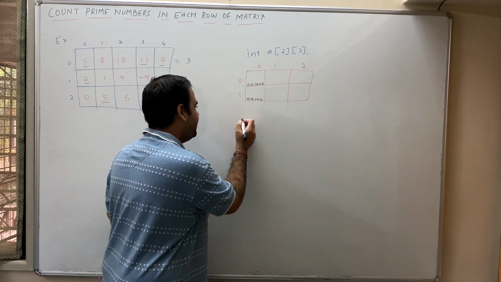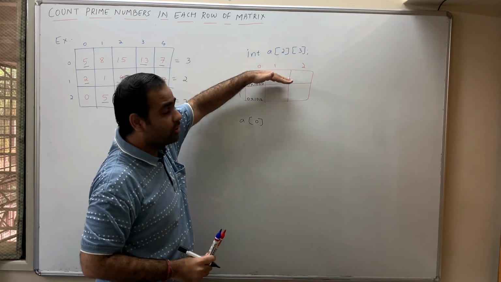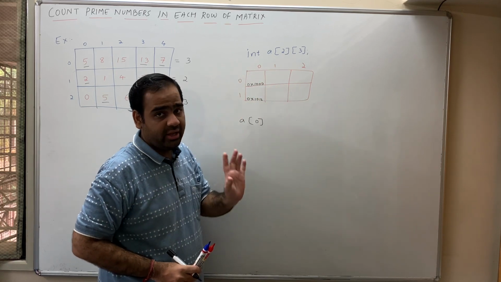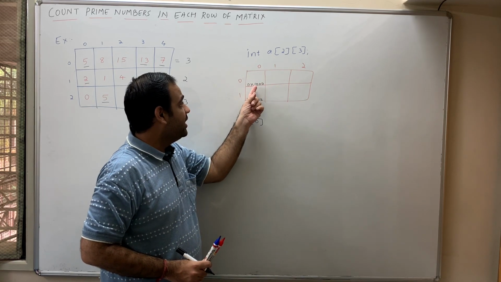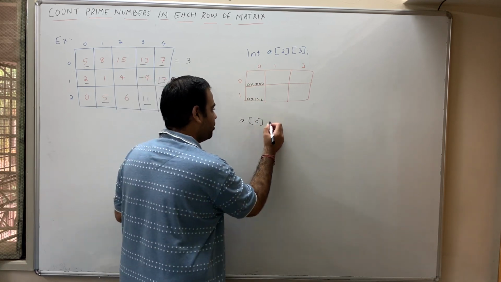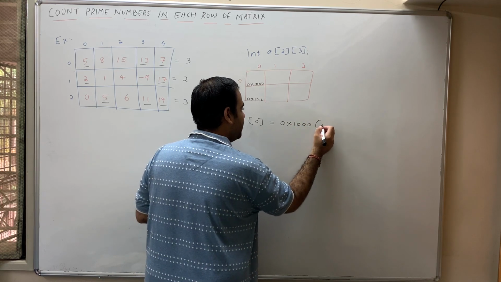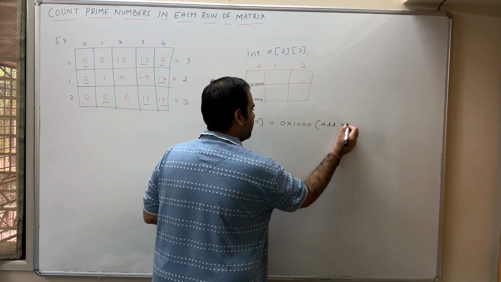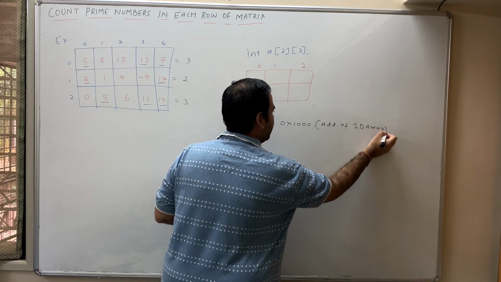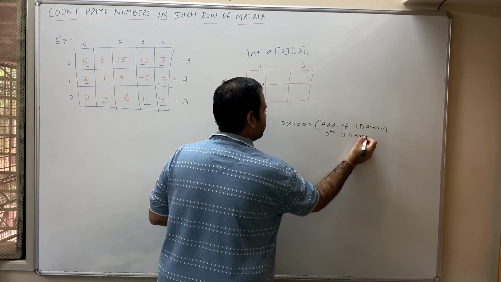Now if I write a of 0, what do you get? You get the complete row 0. That means the complete row 0 is a one-dimensional array, and this one-dimensional array is represented by the starting address, which is 1000. Therefore a of 0 will give you 1000, which is the address of a one-dimensional array. Now what is that one-dimensional array? It is the 0th one-dimensional array.